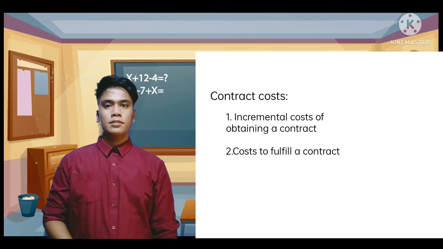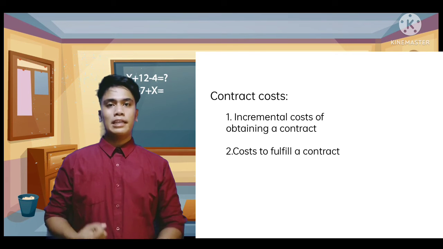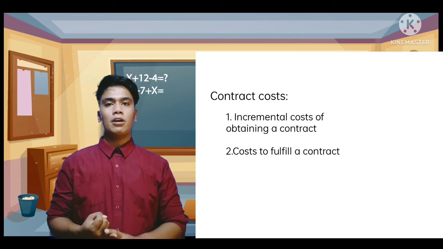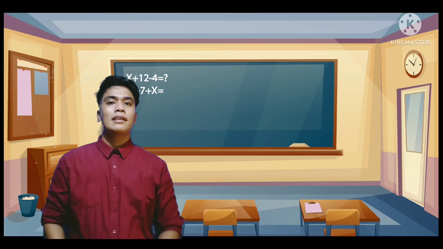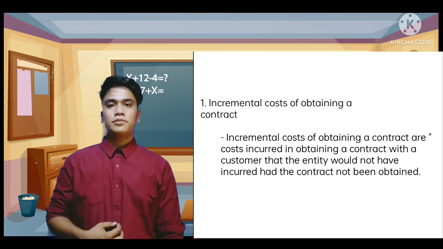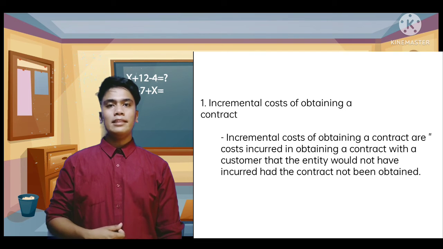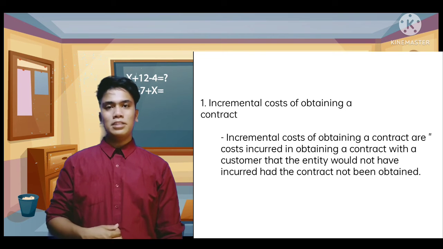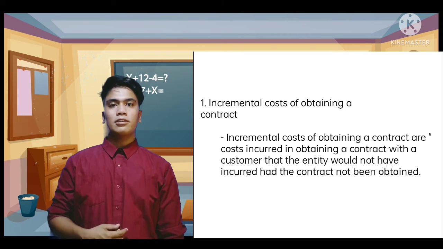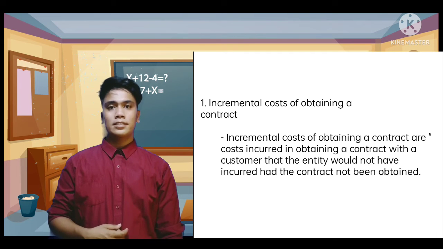Contract cost. Contract costs include incremental cost of obtaining a contract and cost to fulfill a contract. Incremental costs of obtaining a contract are costs incurred in obtaining a contract with a customer that the entity would not have incurred had the contract not been obtained. These costs are recognized as asset if they are expected to be recovered.